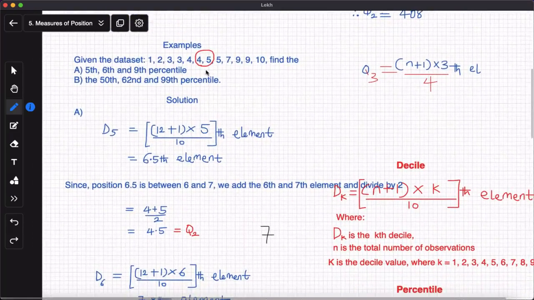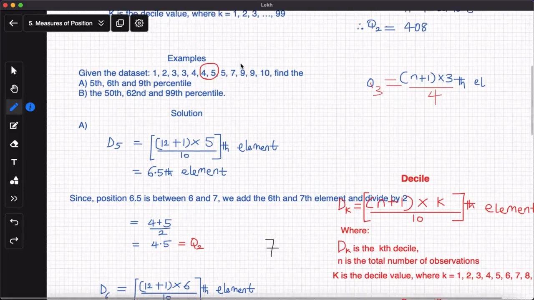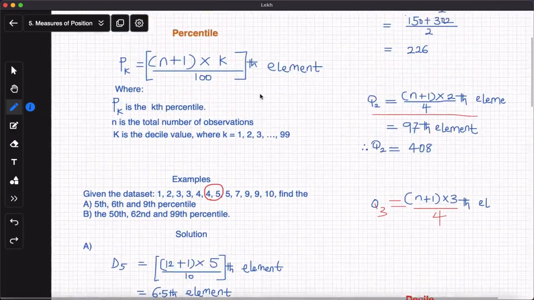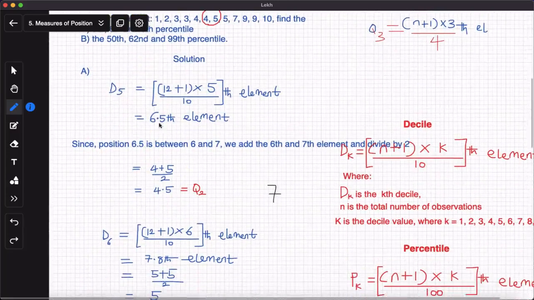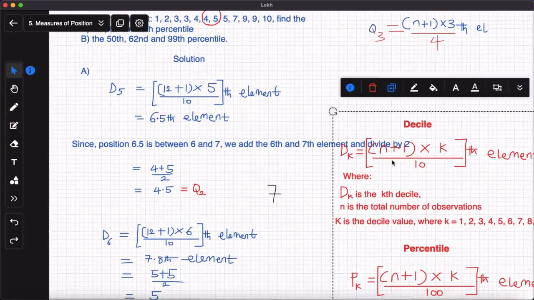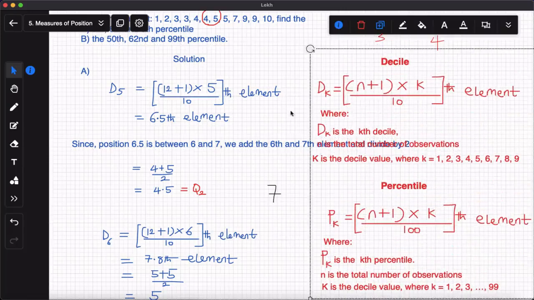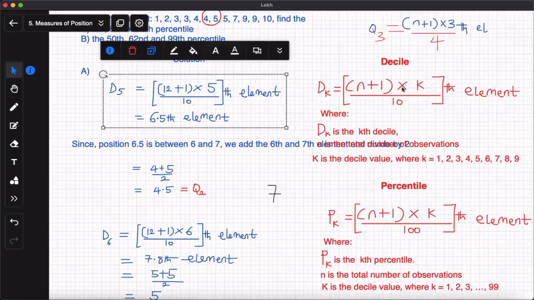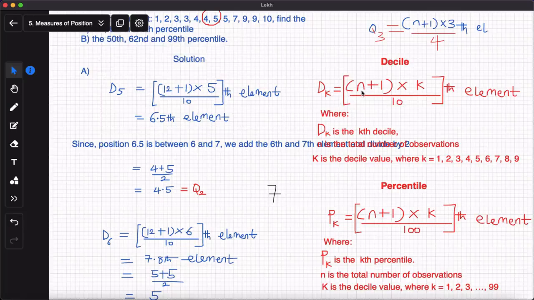Now, going to this example, supposing that we have 1, 2, 3, 4, 5, 6, 7, 8, 9, 10, 11, 12 data points. That's 12 observations, and that means n will be 12, looking at the formula we have here. Okay, I think we have it here already. So you can see dk. It's in red so that you are not confused as to which one we are considering. So this is the formula, and dk is equal to n plus 1 multiplied by k over 10.